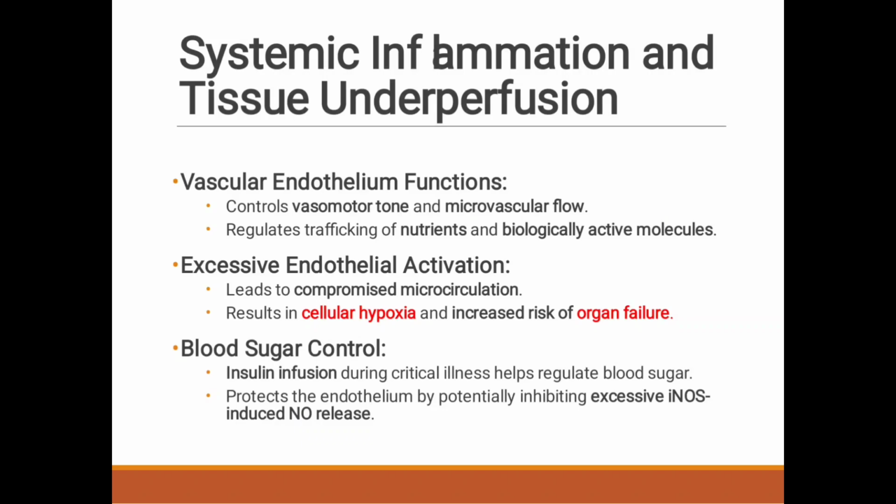There's also a very important role of blood sugar control. We have already seen when the body is in stress, there is release of hormones, cortisol, glucagon, insulin resistance, hyperglycemia, which in turn, hyperglycemia itself perpetuates inflammation by oxygen-free radicals. So, when you go to ICUs, surgical care ICUs, you see anesthetists running insulin infusion. Why? Because to regulate the blood sugar levels. Insulin infusion during critical illness helps regulate blood sugar. This is a very important thing.